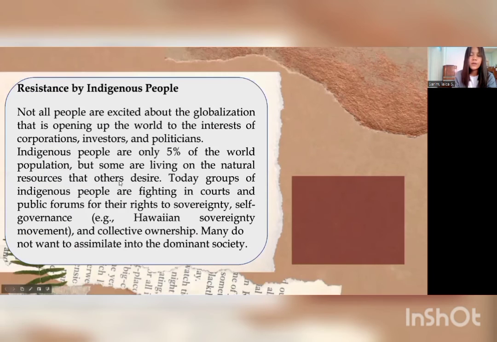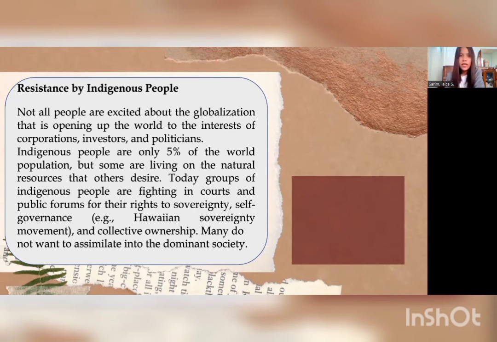Next is the resistance by indigenous people. So how does the resistance of the indigenous people affect globalization? As we all know, not all people are excited about the globalization that is opening up the world to the interests of corporations, investors, and politicians. Indigenous people are only 5% of the world population, but some are living on natural resources that others desire. Today, groups of indigenous people are fighting in courts and public forums for their rights to sovereignty, self-governance, and collective ownership. Many do not want to assimilate into the dominant society.